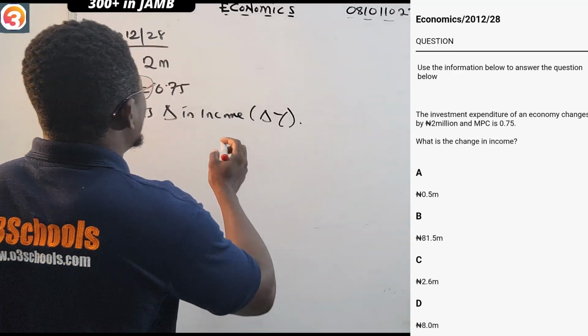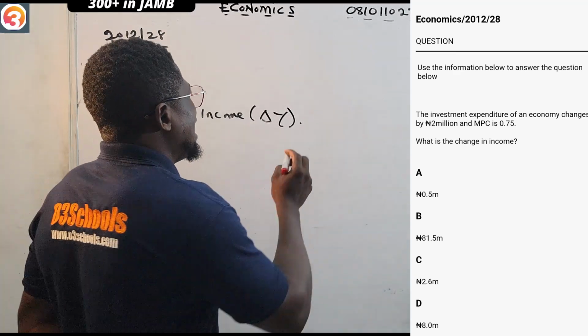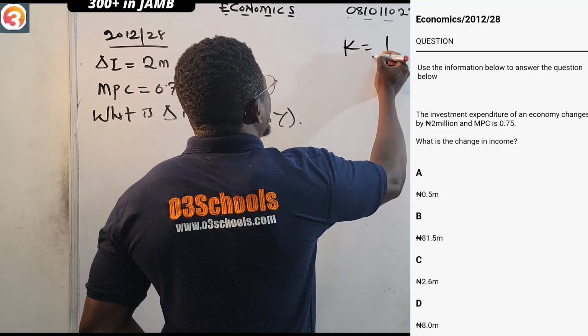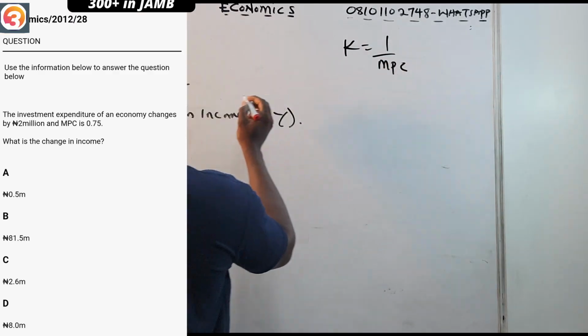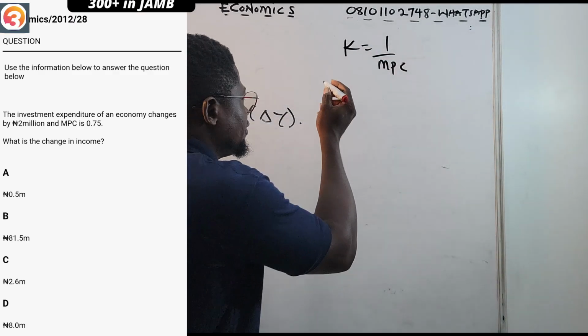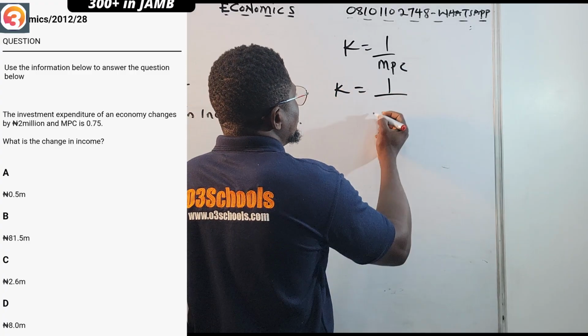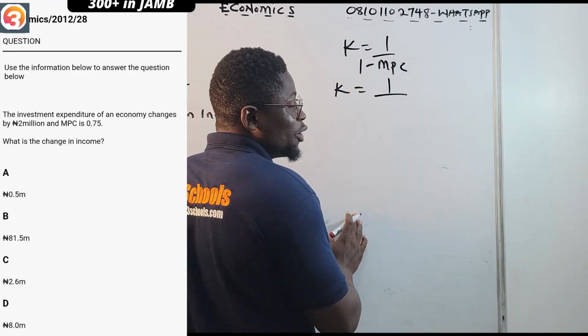Okay, so now we know from our multiplier that K is 1 over 1 minus MPC. We're given MPC to be 0.75. So let us find our multiplier. K is 1 over 1 minus MPC.